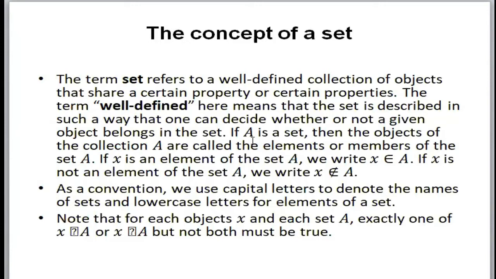If we have a doubt, or if we cannot decide whether or not a given object belongs in the set, this time the set is not well defined. So a set must be defined in a well-defined way. So if capital A is a set, then the objects of the collection A are called the elements or members of the given set A, as you know.